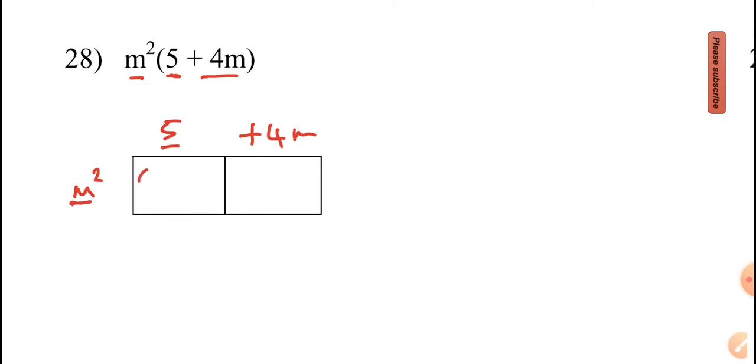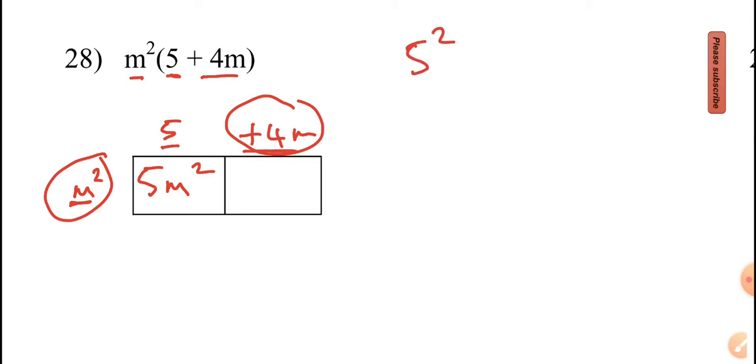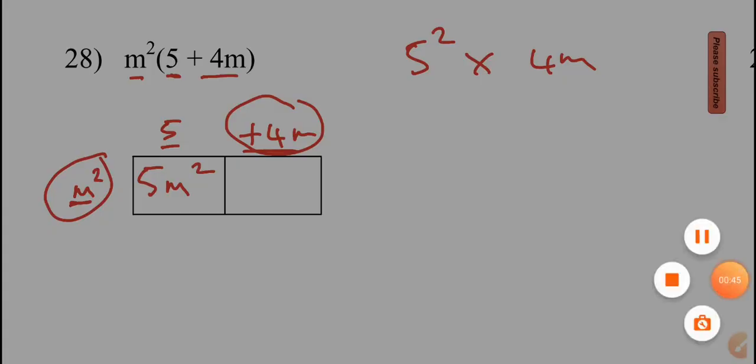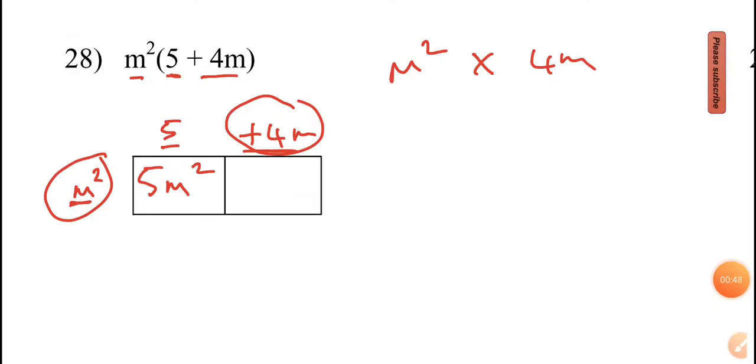So first of all, we do m square times 5, or 5 times m square, which we can just write as 5m square, and then we're going to do m square times 4m. So m square times plus 4m, m square times 4m.